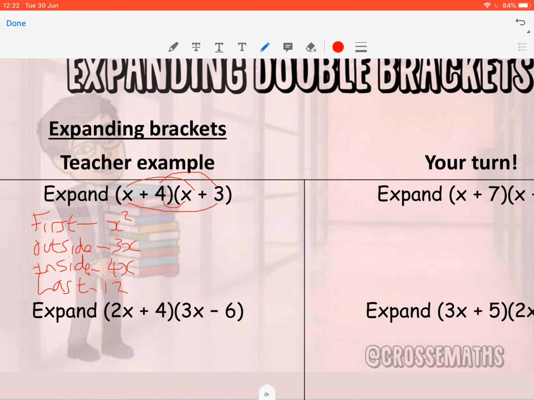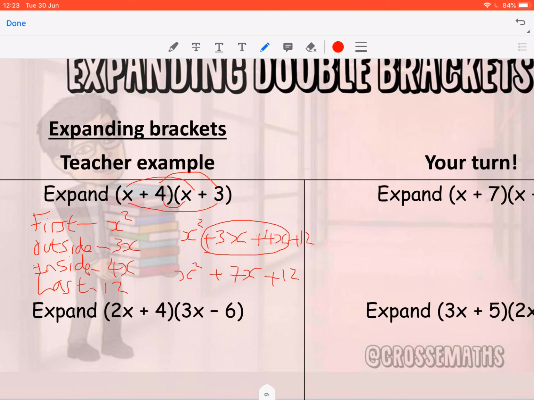Then you write that in one straight line: x squared plus 3x plus 4x plus 12 on the end. Now I'm going to simplify anything that can be simplified. It's usually just the middle bits. So x squared stays, plus 7x in the middle, 3x plus 4x, plus 12 on the end.